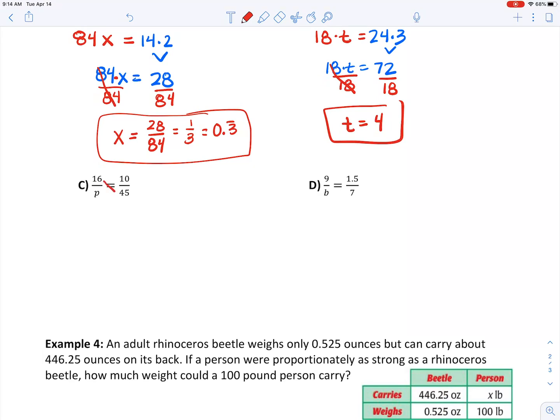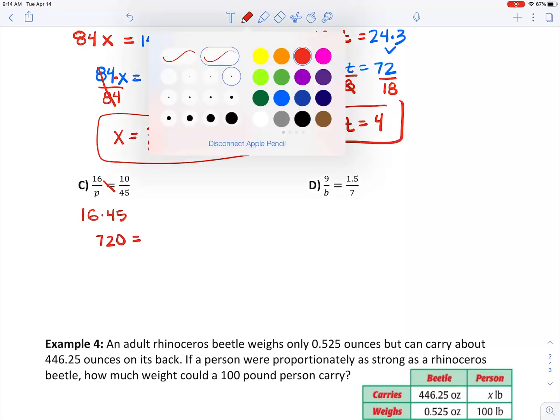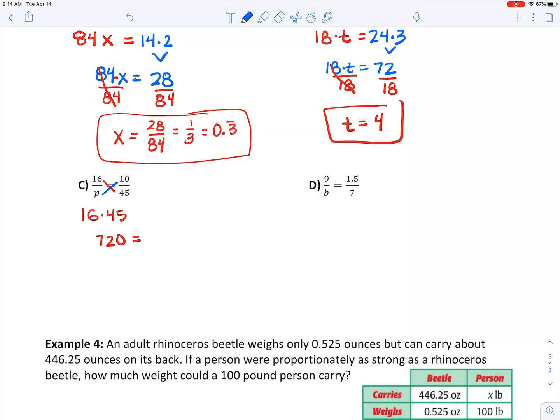All right, letter C. I'm going to do the same thing. We have 16 times 45, which I hope we're getting to the point now. I could write down 16 times 45 like that on my paper, or if I know that I'm taking 16 times 45, I could just immediately go to what is that answer. That answer is 720. Okay. Now I'm going to do the other cross product, p times 10. Now, how do you undo that times? You divide by 10. Okay, 720 divided by 10 is 72. So p is equal to 72.